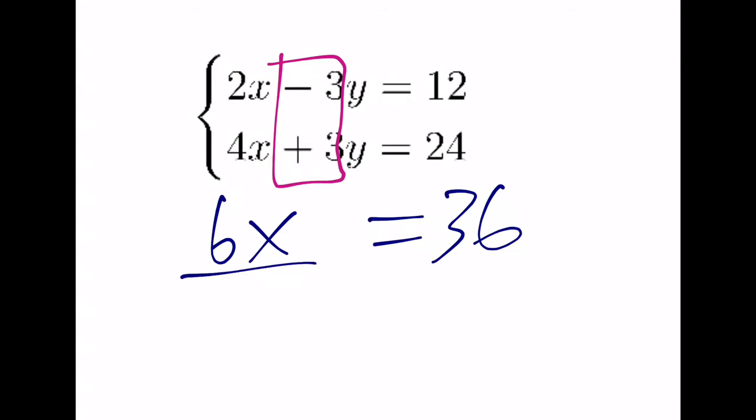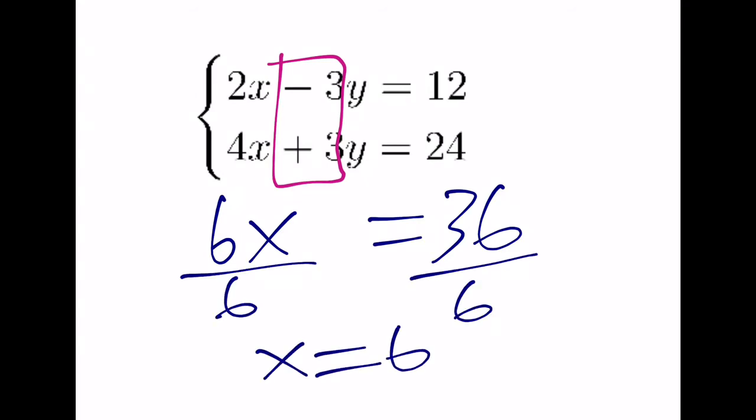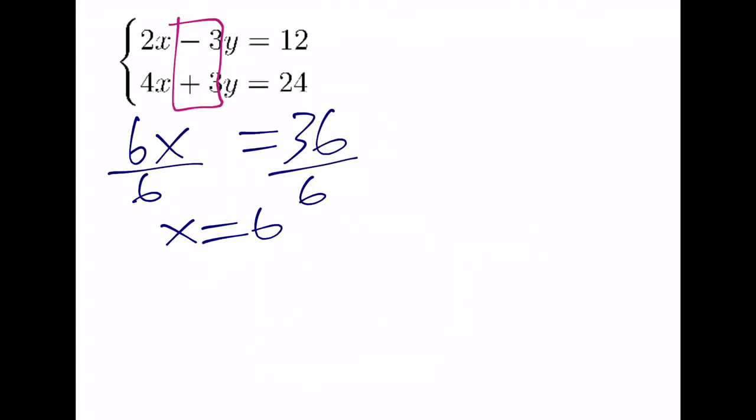Finally, to solve for x, we divide both sides by 6, and we have half of our answer. What this means is that x equals 6 is true for both of these equations. So we're going to pick one of them. Doesn't matter which. I will choose the second one.